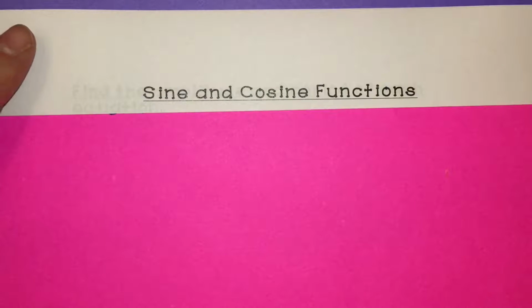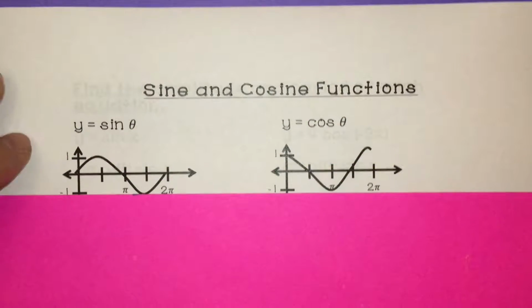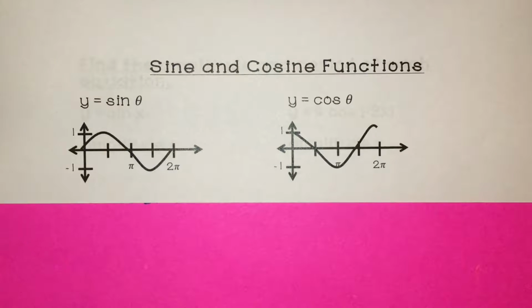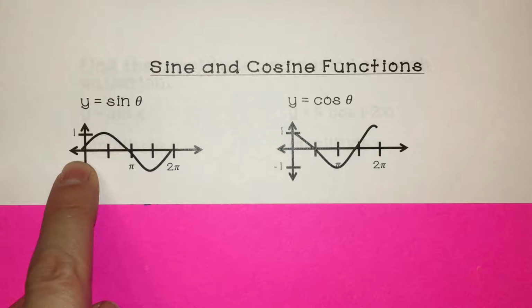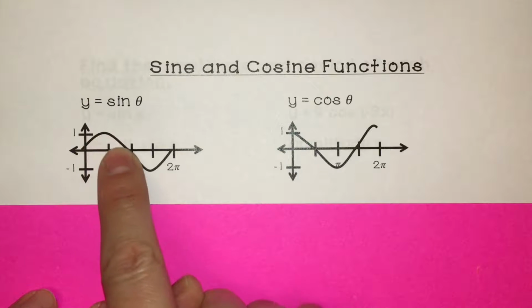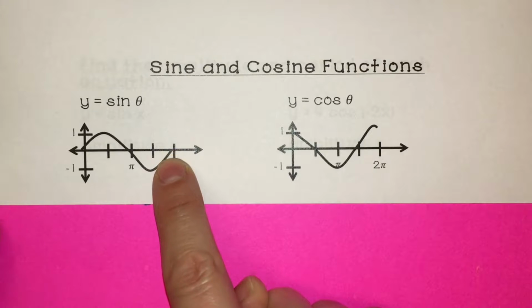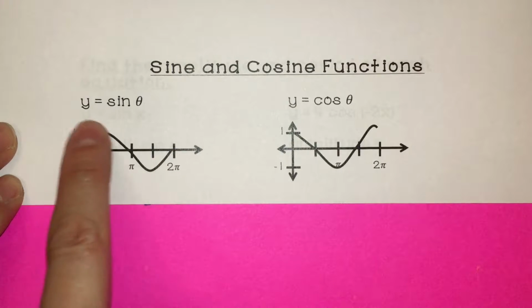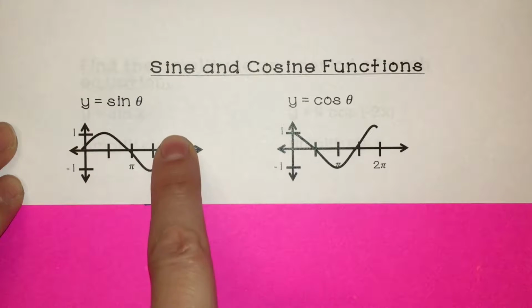This video is on sine and cosine functions. So we're just going to look at what the graphs look like for sine and cosine. The sine graph starts at (0, 0). It goes up and then down. This is called a whole period or a whole cycle.